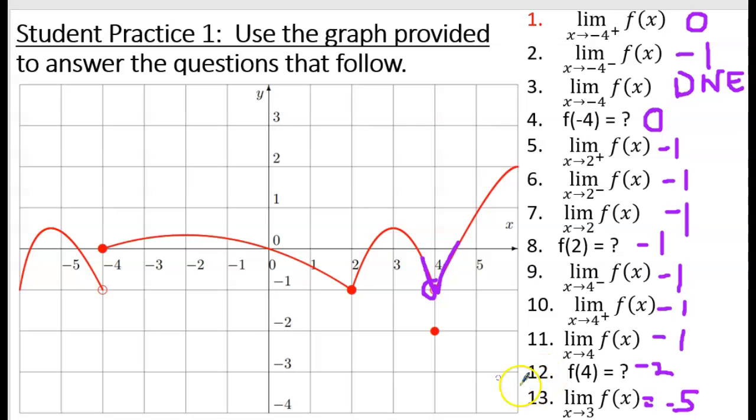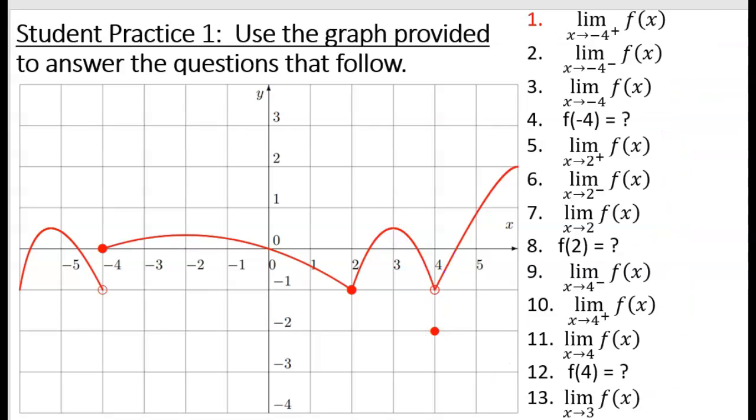But the y value for number 12 is actually different because it's a closed dot down here, and that's at negative 2. Finally, on number 13, we're approaching 3. Since it just says we're approaching 3, that means they want you to approach 3 from the left and the right. Whether you're coming from the left or the right, you're landing at the same spot here, and that y value is about positive 0.5. And so there are our solutions for student practice number 1.